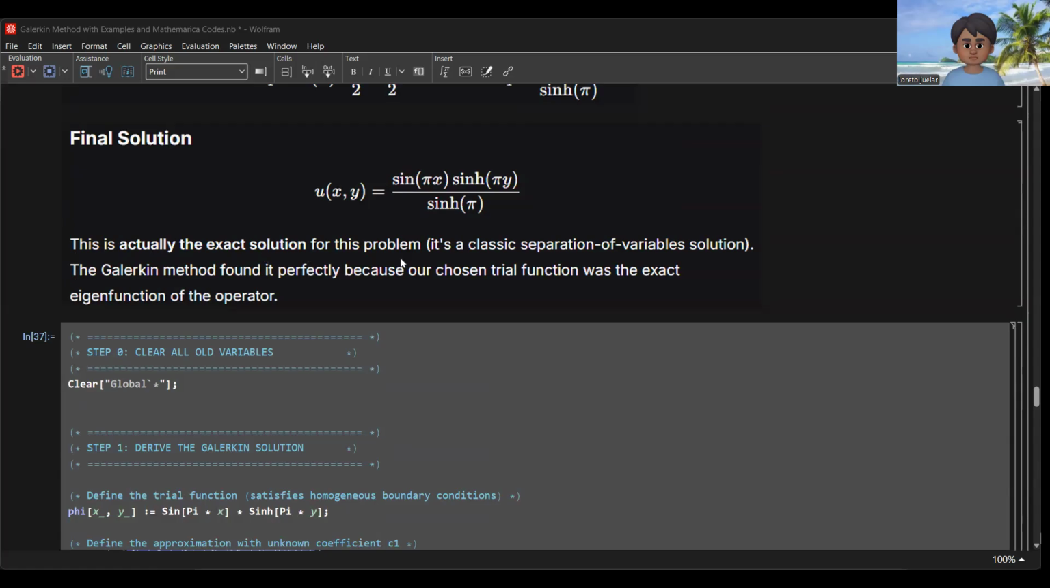So this is actually the exact solution for this problem. It's a classic separation of variables solution.